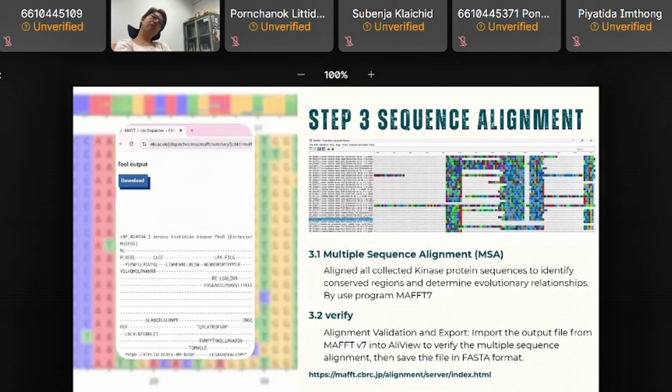Okay, so for the step on sequence alignment, we use the MAFFT website to analyze the sequences that we got from the previous step. Then we open the Jalview program to see the result of our sequence alignment, to generate the phylogenetic tree in the next step.